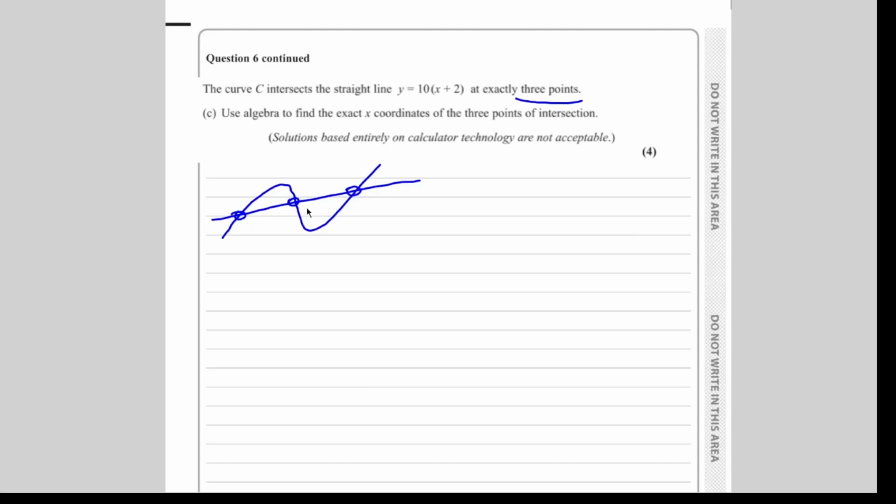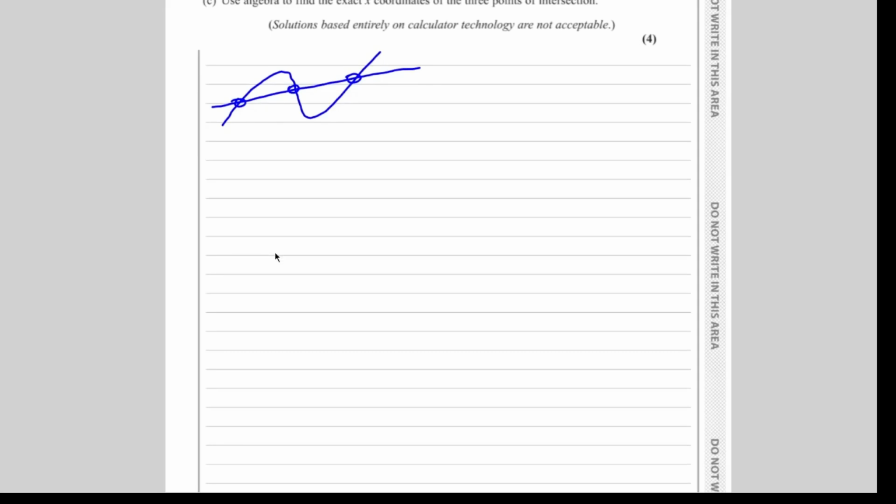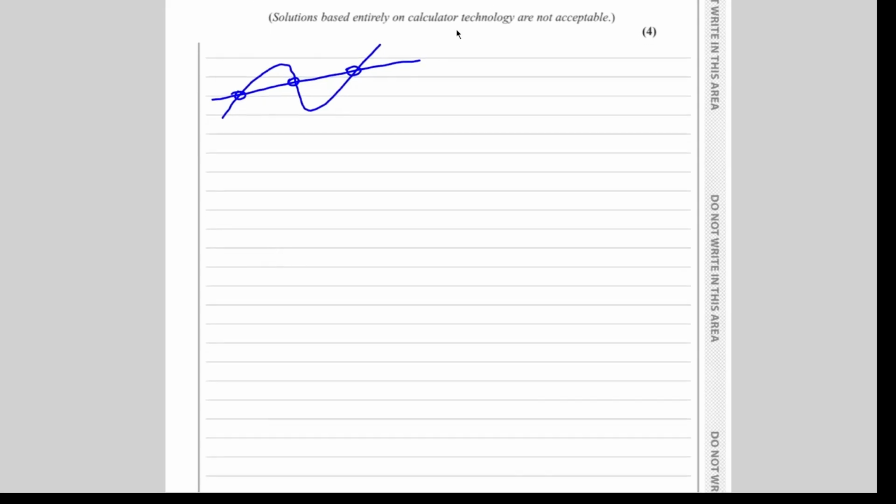So we need to get the x coordinates of these 3 points. Let's see how to get these x coordinates. Let's write down the 2 equations that we've been given. y equals 10 times x plus 2. The other one is y equals 1 over 5 times x plus 2 times x minus 5, the whole thing squared.